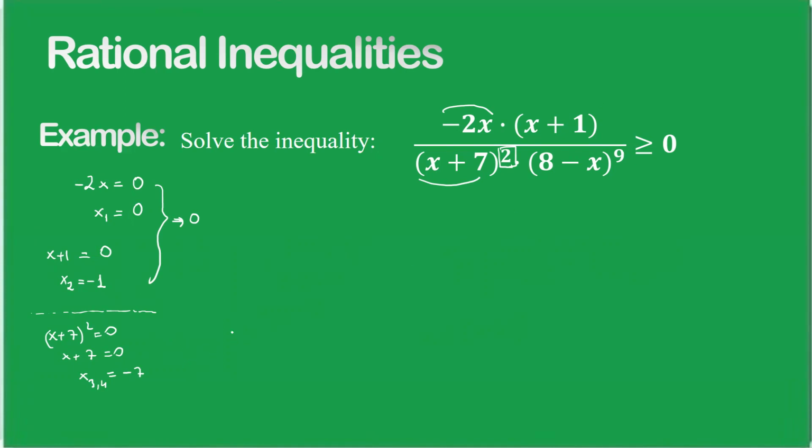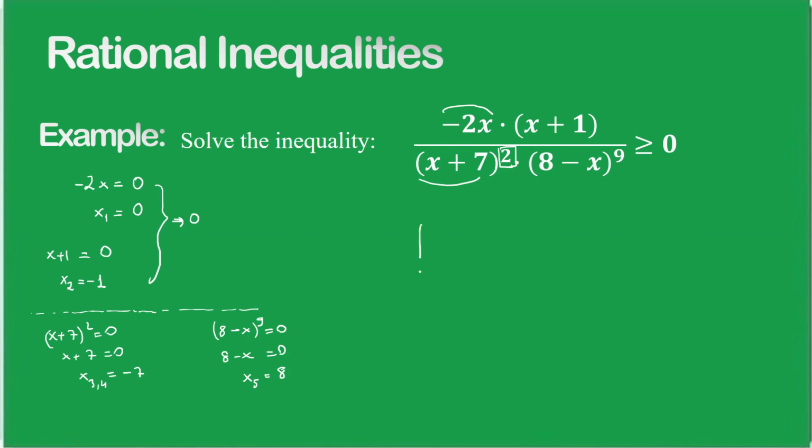Let's write here (8 minus x) to the power 9 is equal to 0. Then 8 minus x is 0. It is not a double root because 9 is not an even number, so here we have just one root, so x5 we can write is 8. Okay, this is our fifth root, or fourth root anyway.